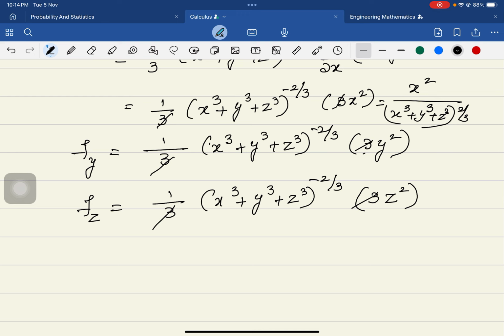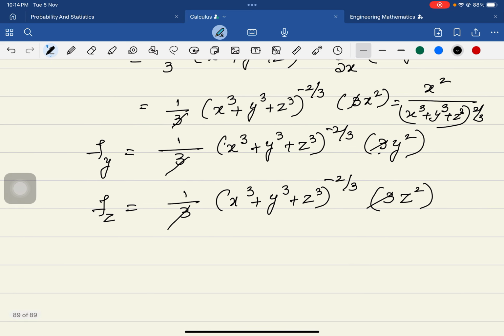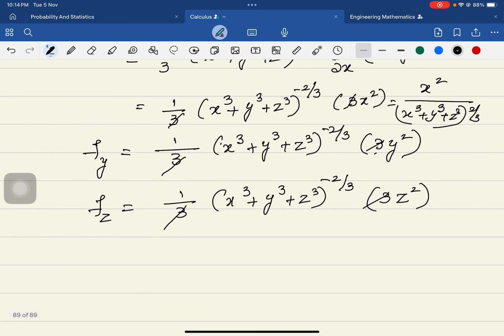I hope you could understand how to find the partial derivatives of three variables. We have used the chain rule now to do the problem. I hope it is clear.